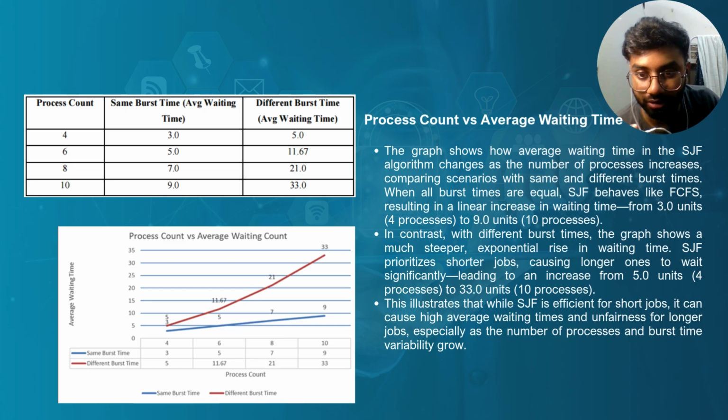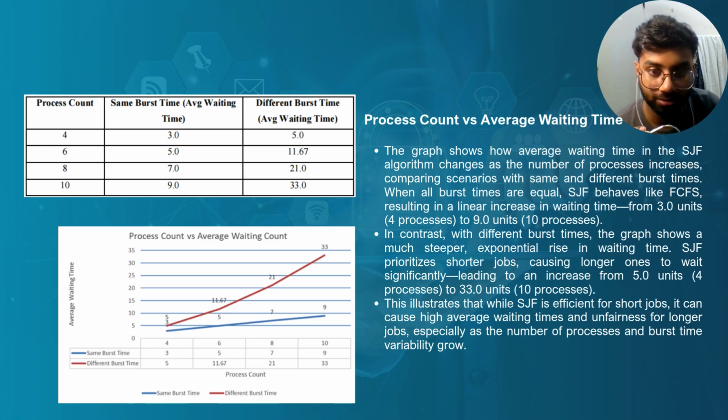Okay, there are four types of processes in this table. For the same burst time, the average waiting time is 3, 5, 7, 9, and for the different burst time it is 5, 11.67, 21, 33. So as you see in the graph, the average waiting time is directly proportional to the process count. The graph shows average waiting time in the SJF algorithm as the number of processes increases, comparing scenarios with the same and different burst times.